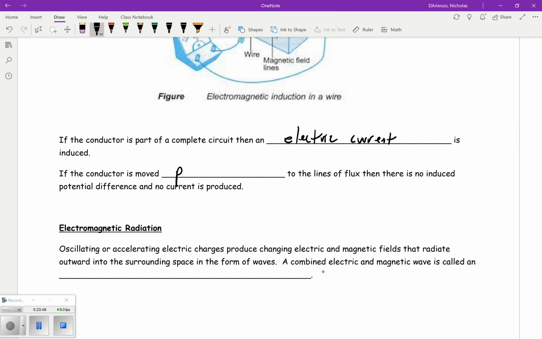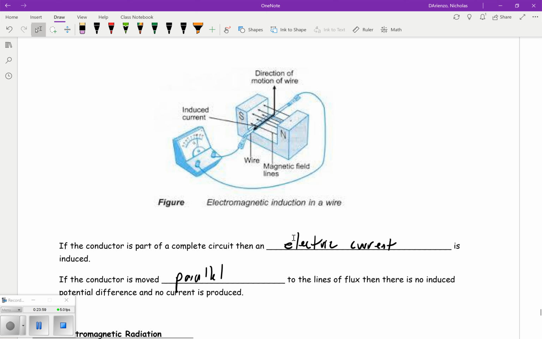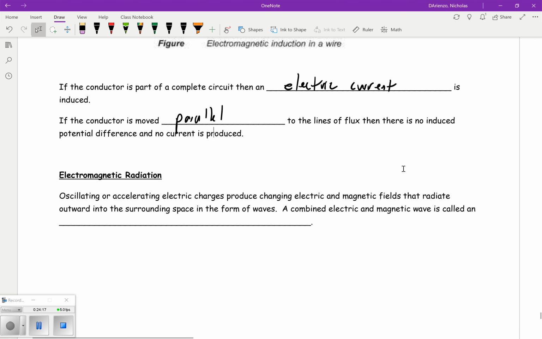If the conductor is moved parallel to the lines of flux, then there is no induced potential difference and no current is produced. Meaning, if we were to move this wire left to right in the same direction as those magnetic field lines, from North Pole to South Pole or South to North, we're not going to have an induced current or an induced potential difference. It has to cut perpendicular to the magnetic field lines wherever they exist.